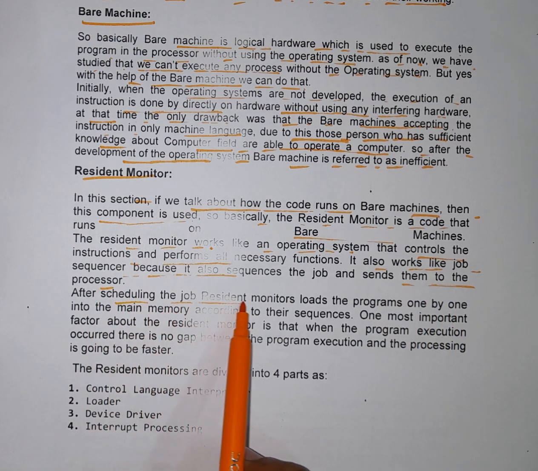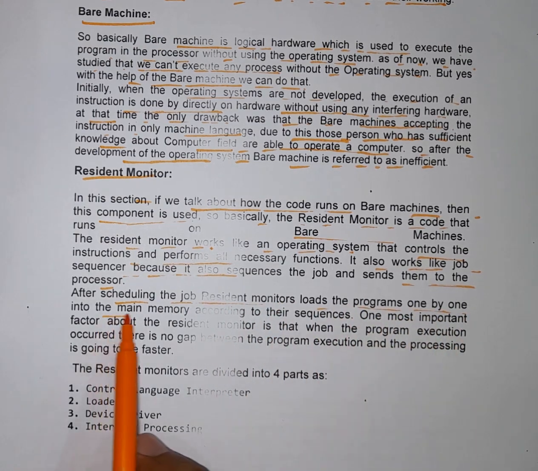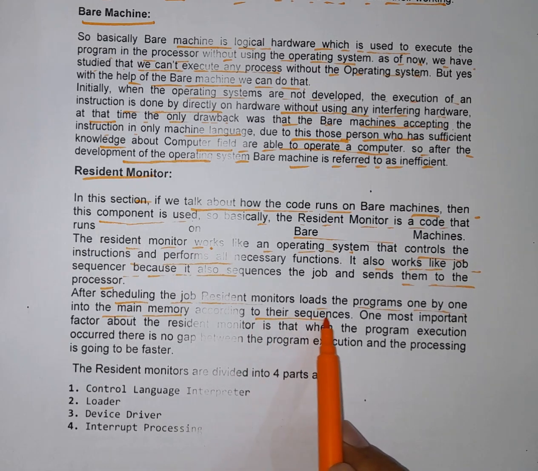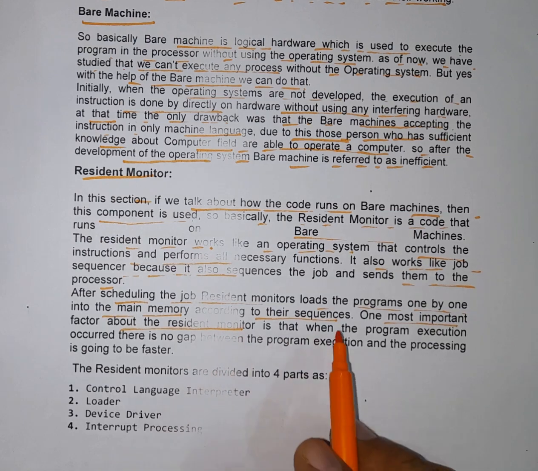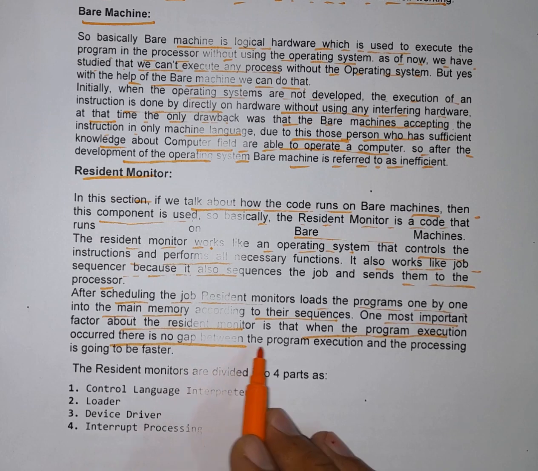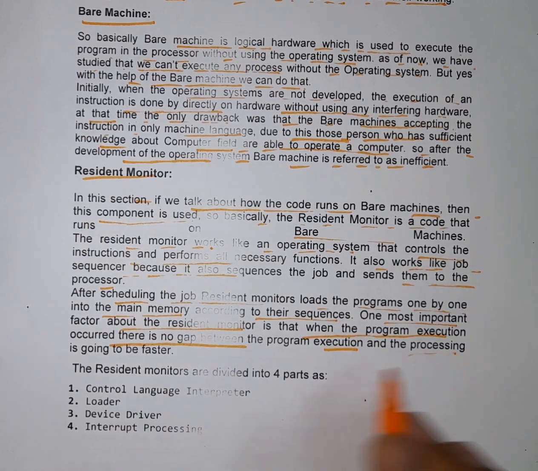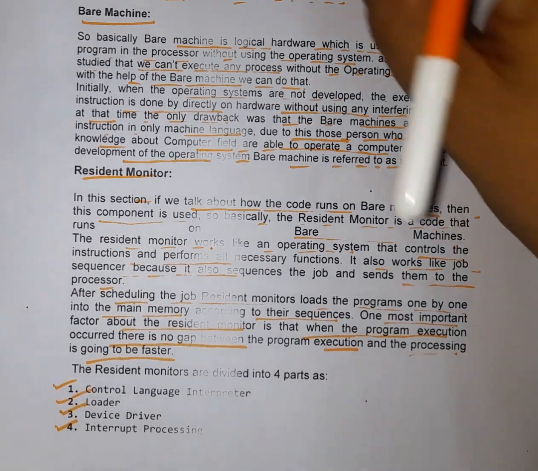After scheduling the jobs, the resident monitor loads the programs one by one into the main memory according to the sequence. One most important factor about the resident monitor is that when the program execution occurs, there is no gap between the program executions, and processing is going to be faster. One is control language interpreter, another is loader, device driver, interrupt processing. These all are parts of the resident monitor.